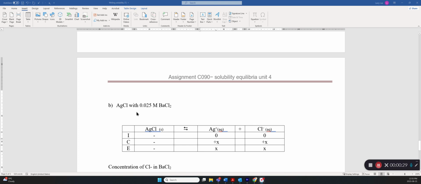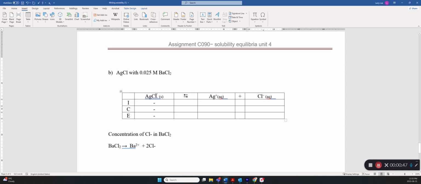Now this time we've got AgCl with 0.025 mole per liter barium chloride. So these numbers will change a little bit. First of all, initially we have the solid AgCl dissolving in water, a little bit of it dissolves, and there are no extra silver ions, so we're going to put a 0 here.